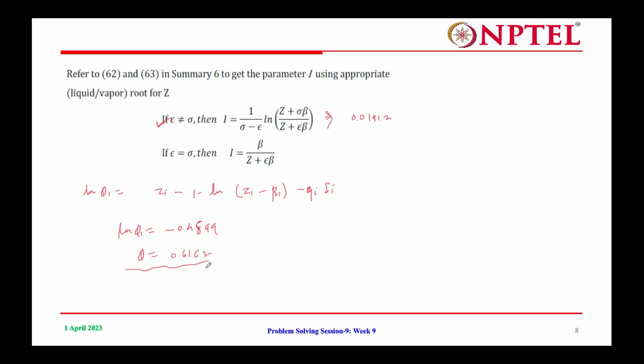Now to calculate the fugacity, f is equal to phi into P. So here 0.6162, and the pressure is 15 bar. So 9.19 bar. Have you all got it clear?